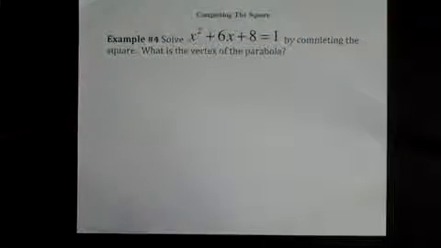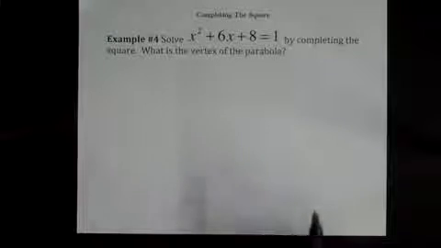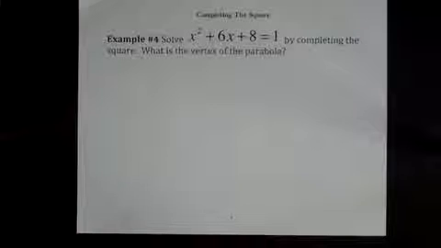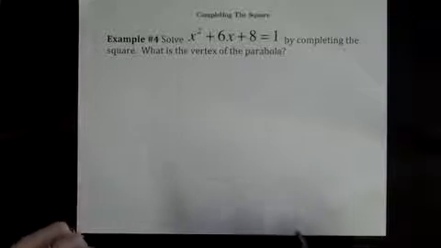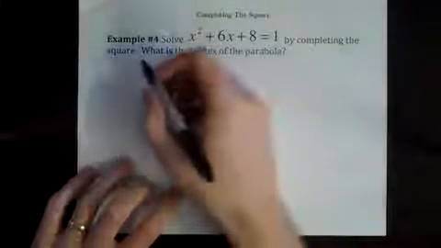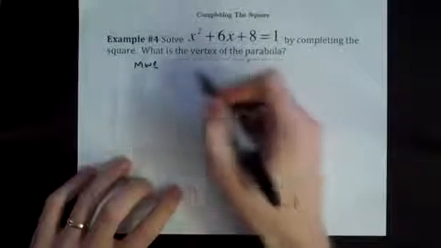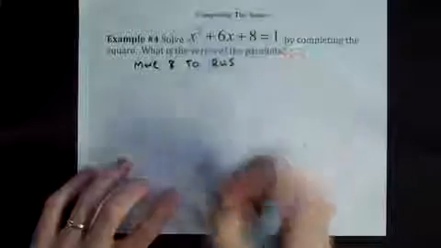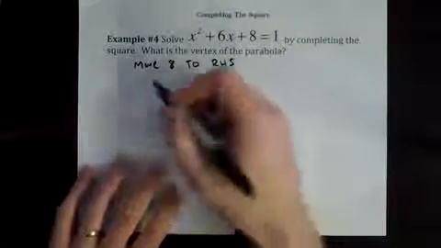So let's see. Solve x squared plus 6x plus 8 equals 1 by completing the square. And then second question, what is the vertex of the parabola? Again, this is part 2 to completing the square. We got 2 problems to do. Let's get right to it. Let's move the 8 to the right-hand side.